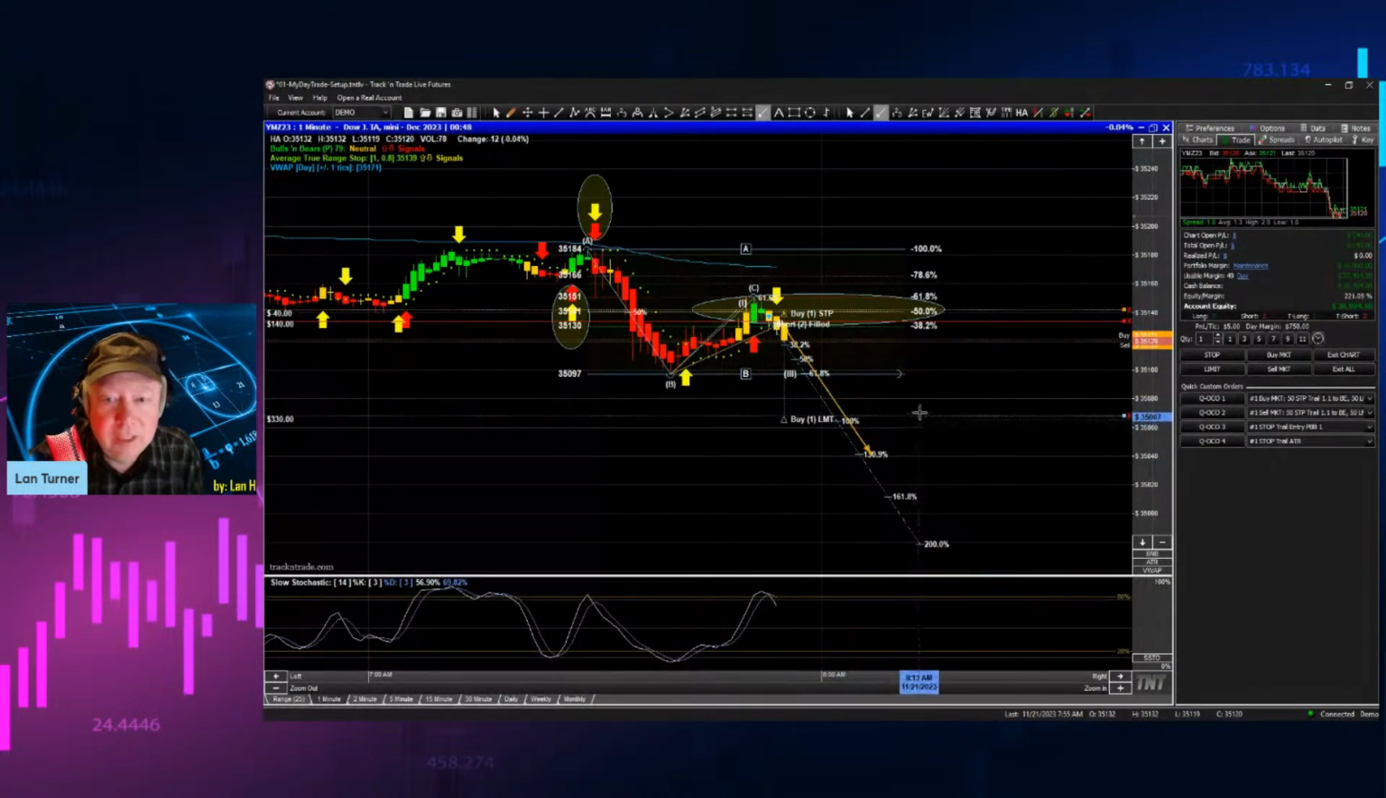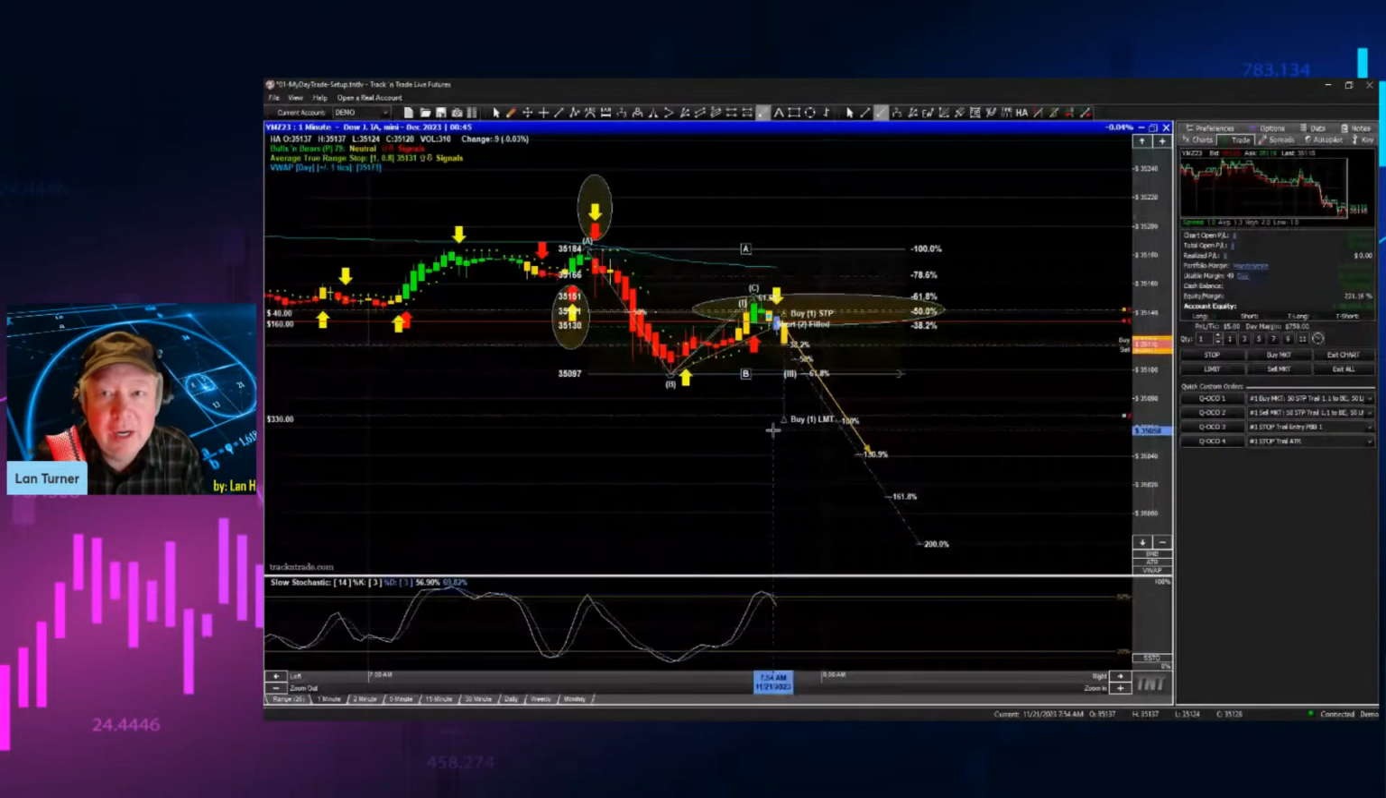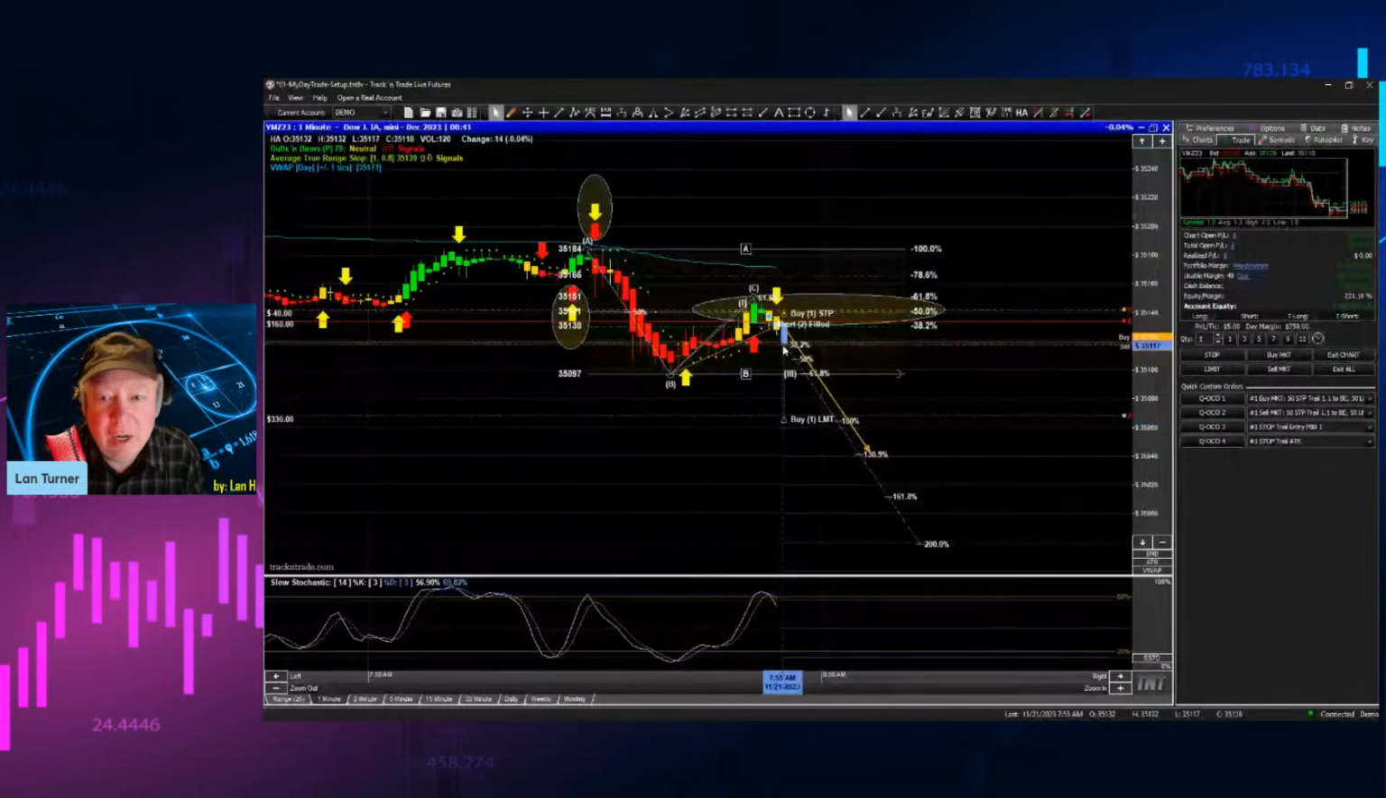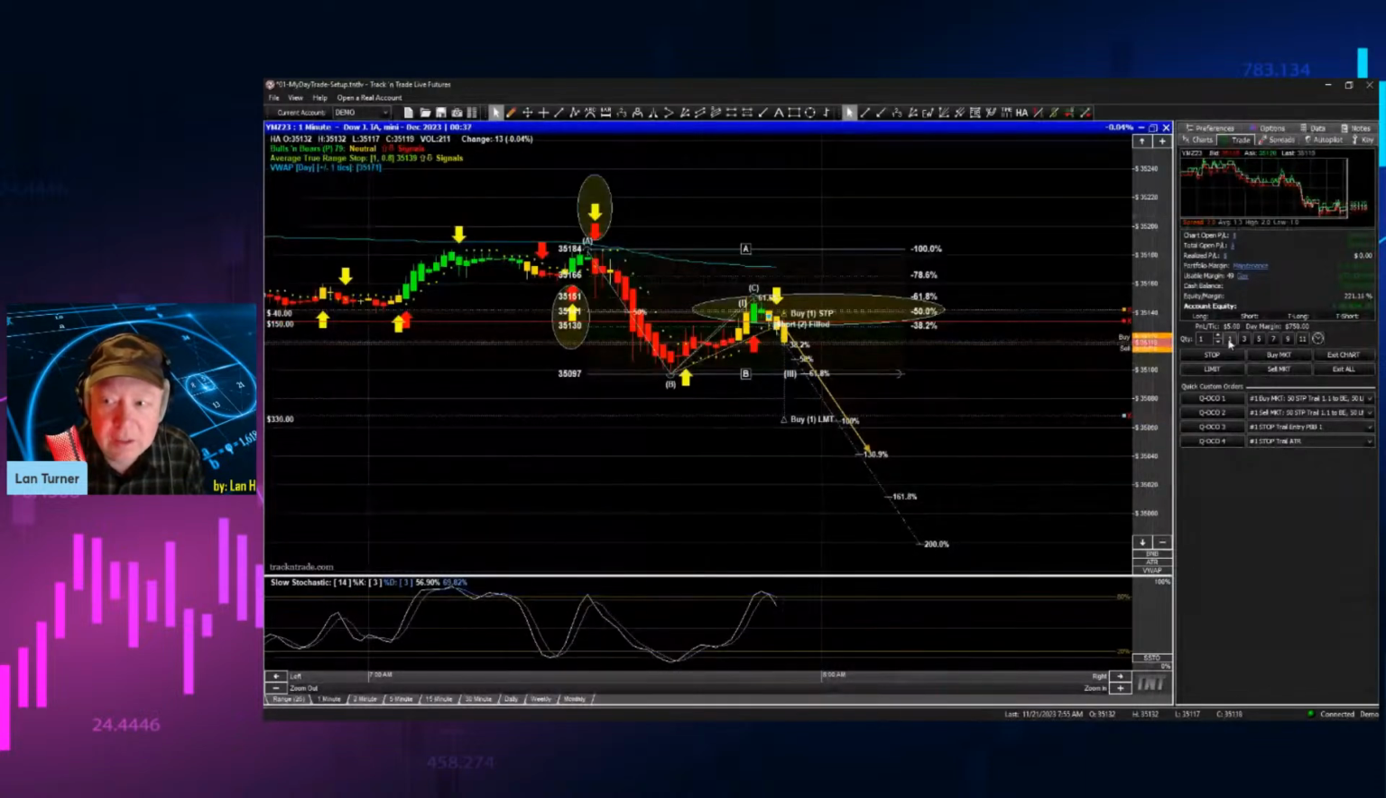We got our second contract in there. So we're short with 2. We could scalp one out right now just at that 38.2 just to take some profits. It's called the scalping trail.